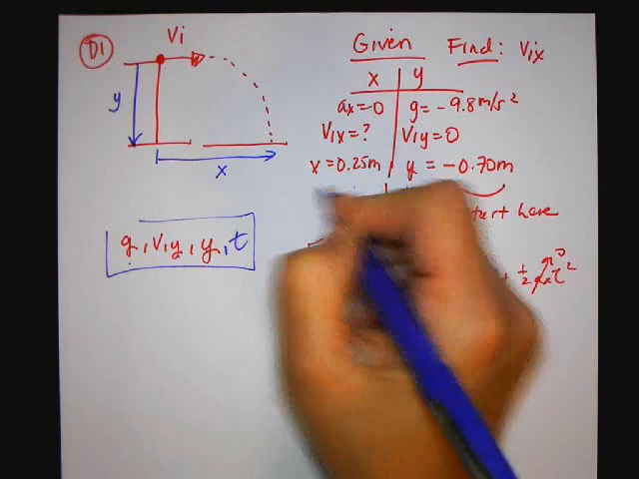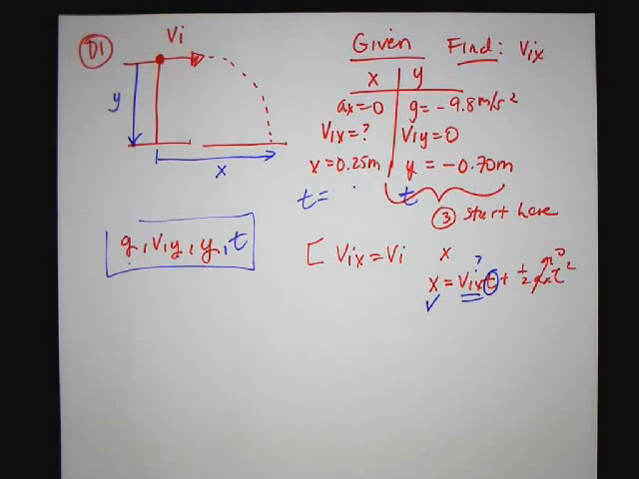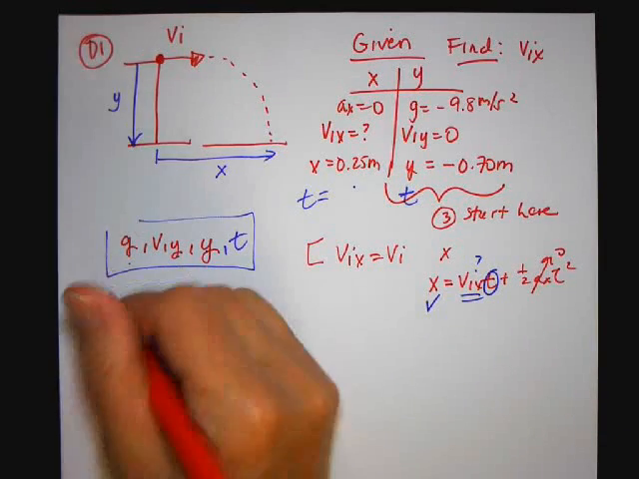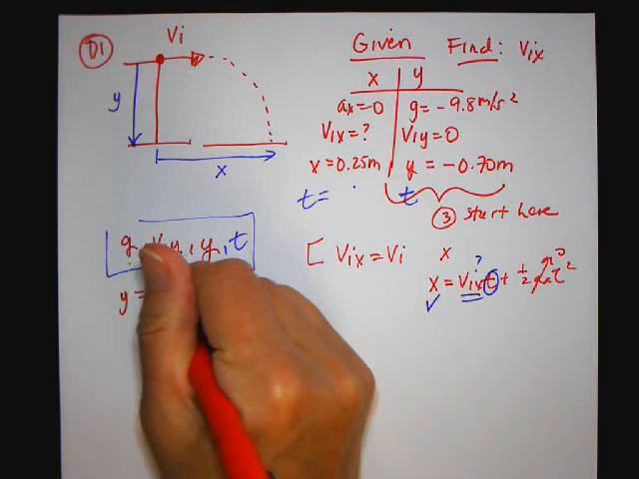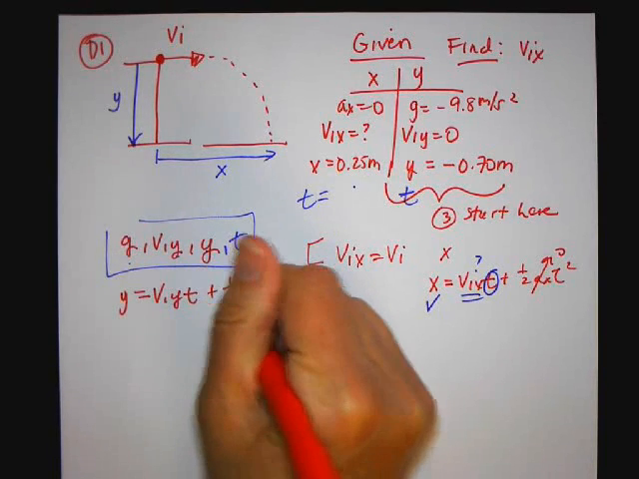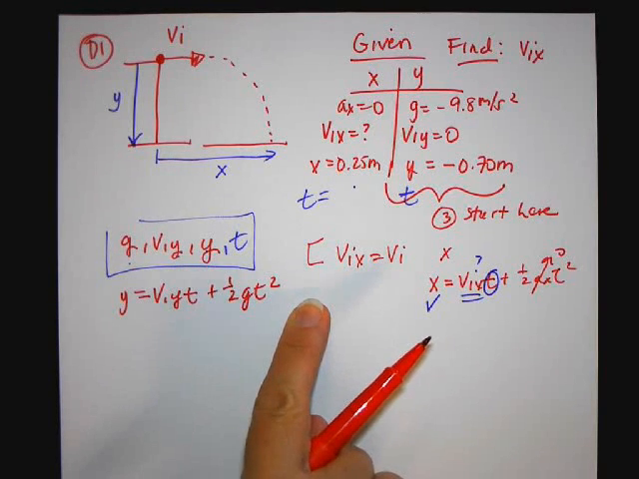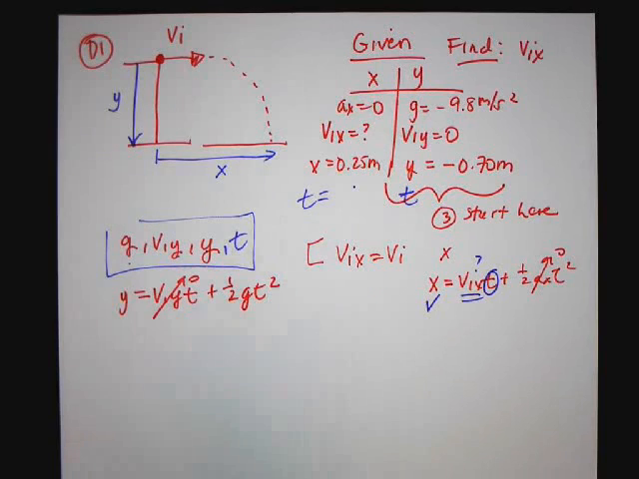Doesn't have, t is not x or y. T is the same. And then I can go back and I can use the t on this side. So y is equal to Viy t plus 1/2 g t squared. Because Viy is 0, this whole term goes to 0. So now I have y is equal to 1/2 g t squared.